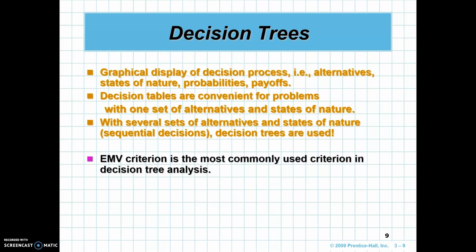EMV criterion is the most commonly used criterion in decision tree analysis, right? In decision tree analysis, we calculate the expected monetary value. Based on that, we take the decision.